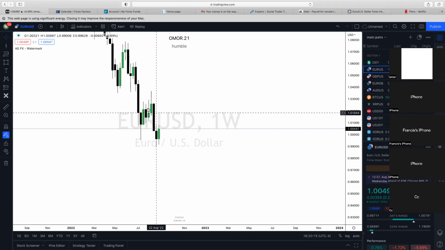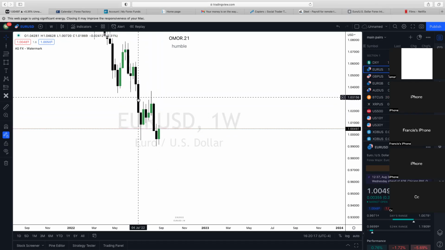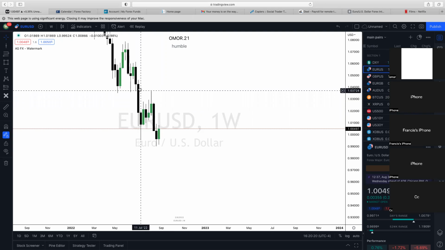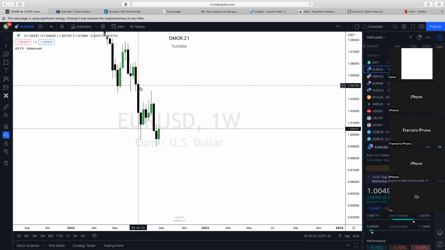Displacement essentially is, you see these big candles that leave a fair value gap. It shows clear direction of where they're trying to take price. Do you see my point?